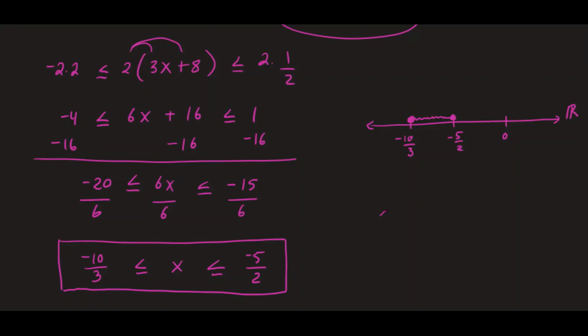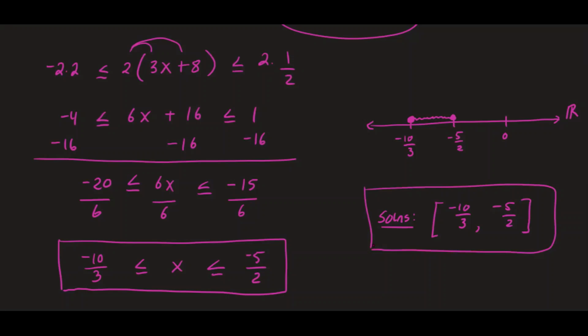Now we're going to write this in interval notation. So our solution set is going to be bracket negative 10 over 3, comma, negative 5 over 2, bracket, because both endpoints are included. So there you have it, another linear inequality that actually has two inequalities. So I hope this video helps. That's it for this video.